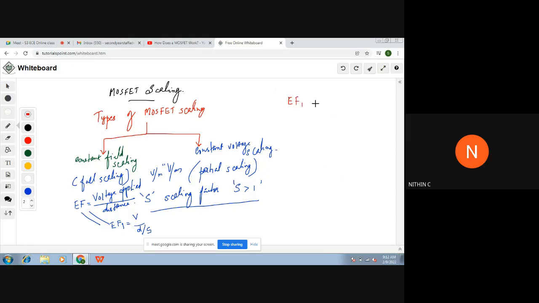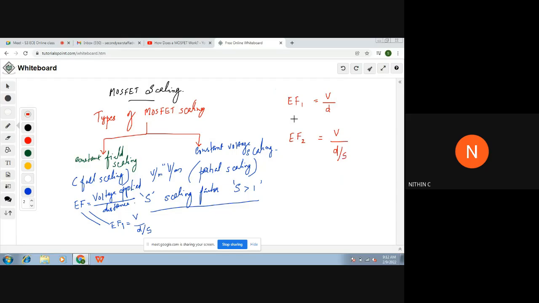Electric field 1: I am taking electric field 1 as voltage by distance. Electric field 2 is the electric field after scaling down the MOSFET, or scaling down the device. Scaling down the device means we will be dividing the dimensions of the device by S. D is actually one dimension, so that dimension is scaled down by a factor S.